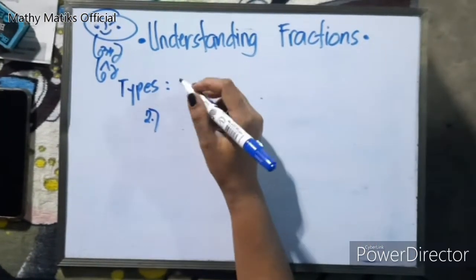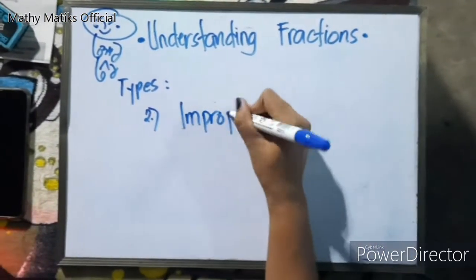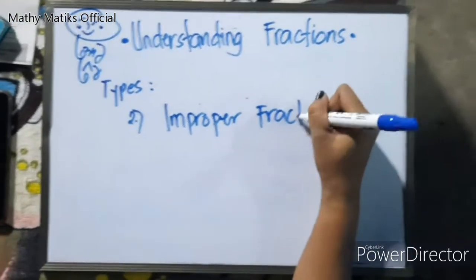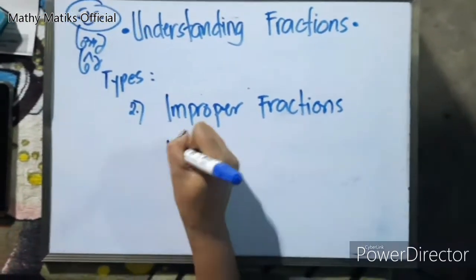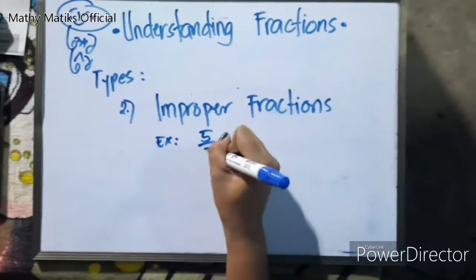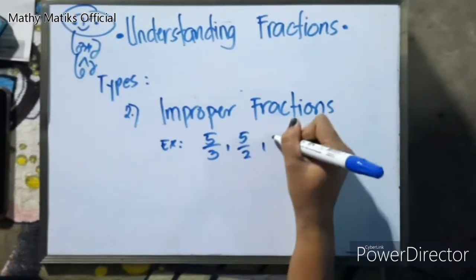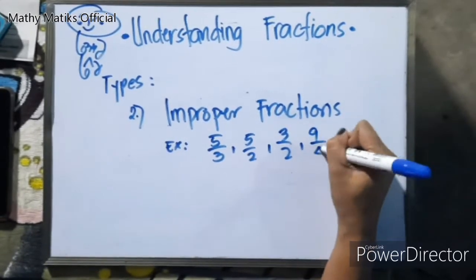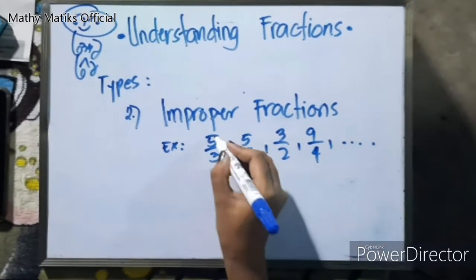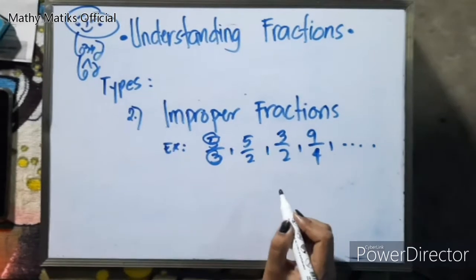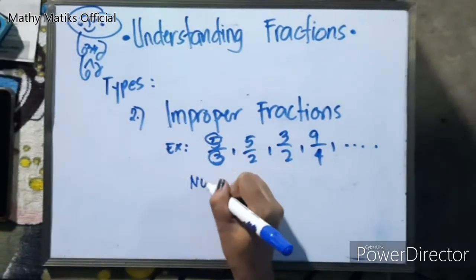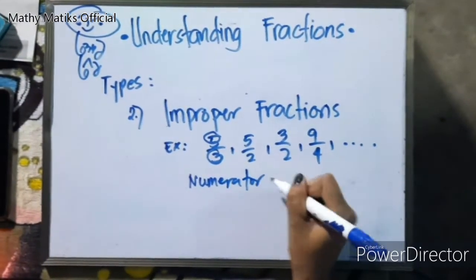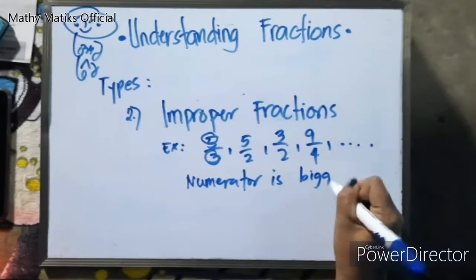Number 2 type of fraction is improper fractions. Examples are 5/3, 5/2, 3/2, 9/4, and so on. Notice that our numerator is bigger than our denominator. All fractions that have a bigger numerator are called improper fractions.